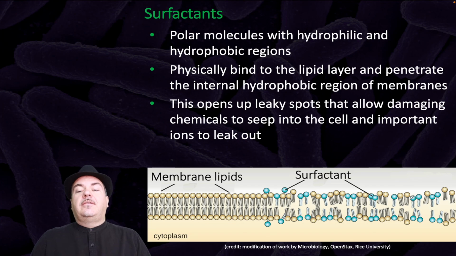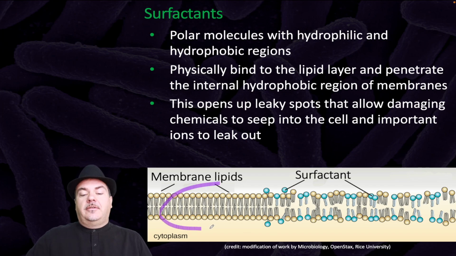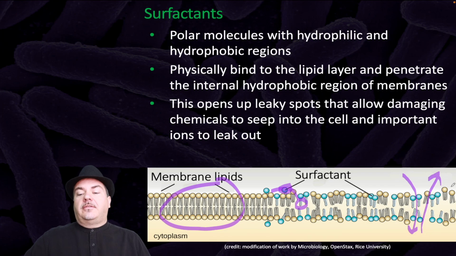They physically bind to the lipid layer and penetrate the internal hydrophobic region of membranes. This opens up leaky spots that allow damaging chemicals to seep into the cell and important ions to leak out. So remember, membranes are a phospholipid bilayer. The surfactant, having a hydrophilic water-loving head and a hydrophobic water-hating tail, can integrate into the membrane, creating disruptions where things can either go into the cell or leak out of the cell.